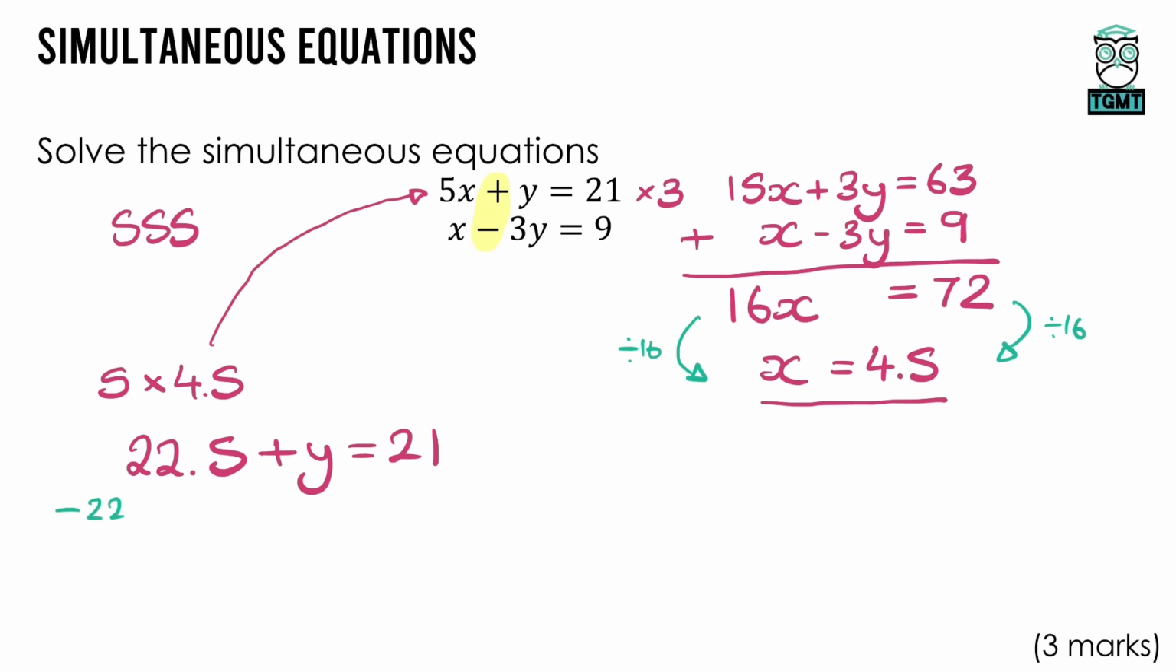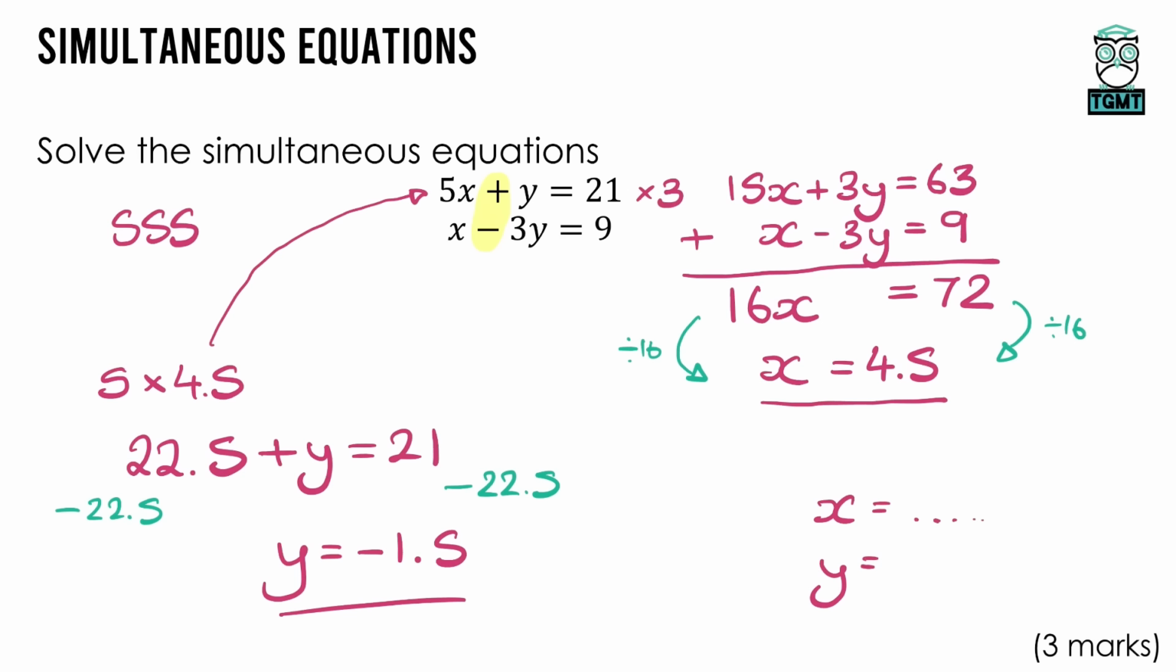So we'll minus 22.5 from both sides of the equation, and that gives us 1y is equal to, and I'll just type into my calculator 21, take away 22.5, and I get negative 1.5. And there we go, that's my second solution. Typically on a simultaneous equation question, it will have the dotted line that will say x equals ... and y equals ... So just make sure you put them into the correct place on the dotted lines.